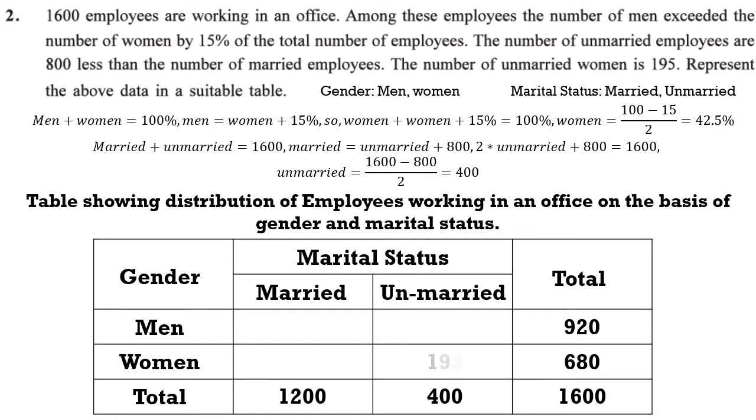Now in the question, unmarried women is 195, which is given. So where women and unmarried intersect, at that place we are going to write 195. Now the rest of the values we can find using the differences. You can get the horizontal differences or the vertical differences, whatever you want, the answers will be the same, except in the rarest of rare cases where you make a mistake using your calculator. So with this, our answer for this question is over.